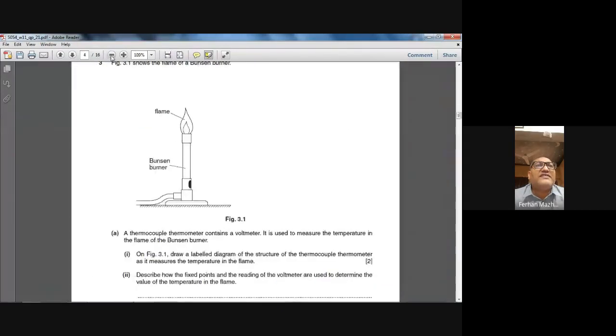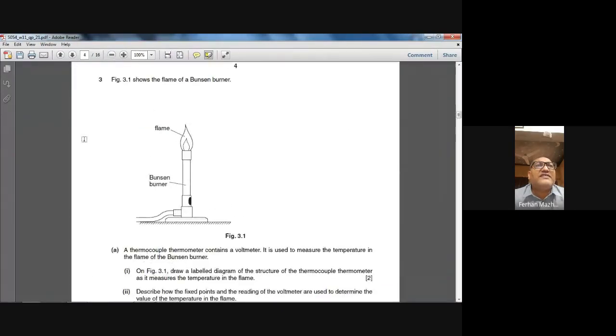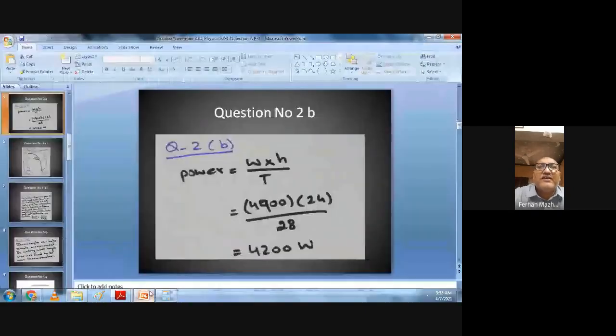It says, figure 3.1 shows the flame of a Bunsen burner. A thermocouple thermometer contains a voltmeter. It is used to measure the temperature in the flame of the Bunsen burner. On figure 3.1, draw a labeled diagram of the structure of the thermocouple thermometer as it measures the temperature in the flame. So I have to draw here a thermocouple thermometer. I have done this on paper. Let me show you my work.